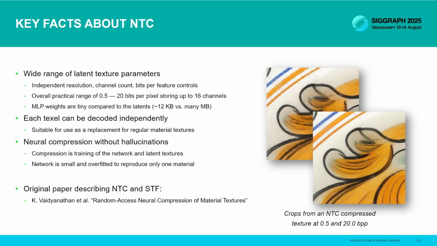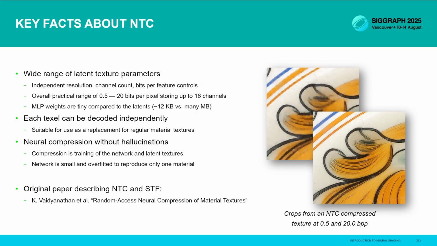First, using a variable number of latent textures with low bit depth gives us a wide range of encoding bit rates. We found that the practical range for these bit rates is approximately half a bit per pixel to 20 bits per pixel. And these are pixels that can store up to 16 channels, not just 4, which is useful to encode complete PBR materials in one neural container. Most of the storage is used for the latent textures, and only a tiny fraction of the compressed texture size is used for the MLP weights, which are independent from the texture resolution.